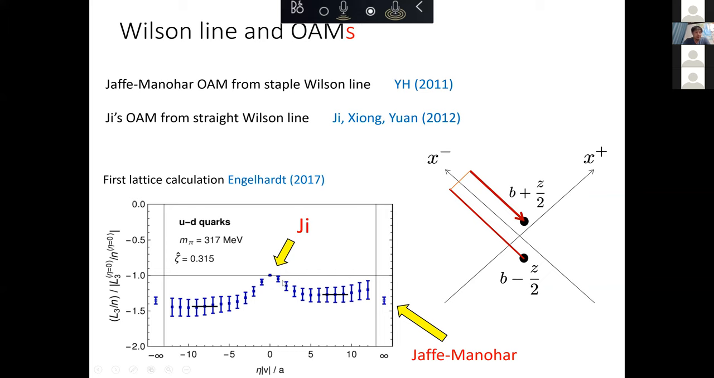There is a difference between the two definitions of the angular momentum. And that corresponds to a different way of decomposing the nucleon spin. And that is under control, controlled by the choice of the Wilson line.